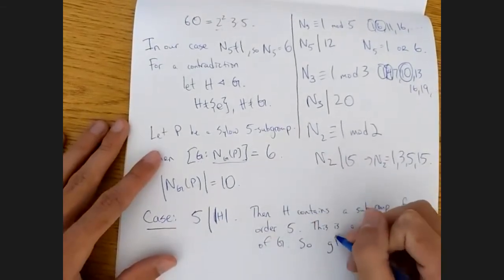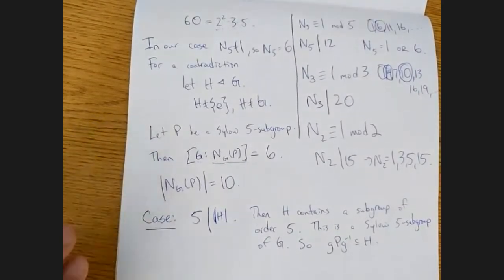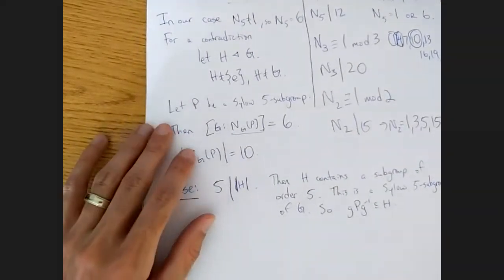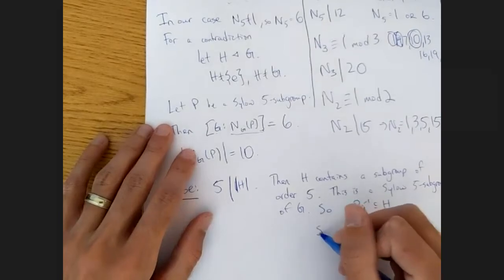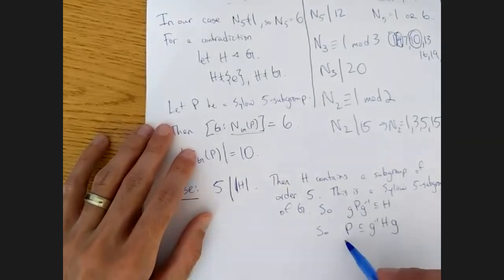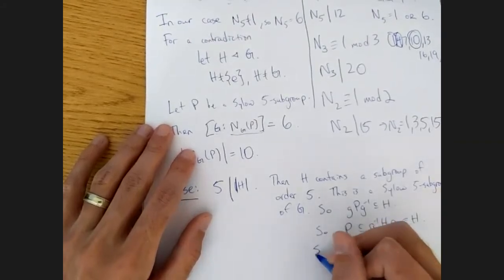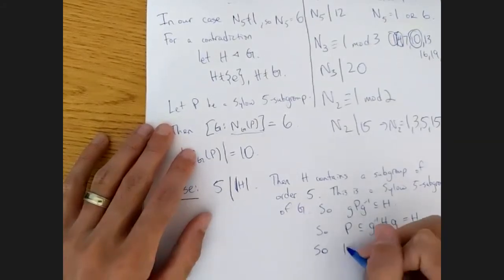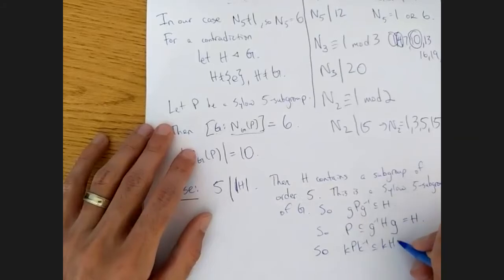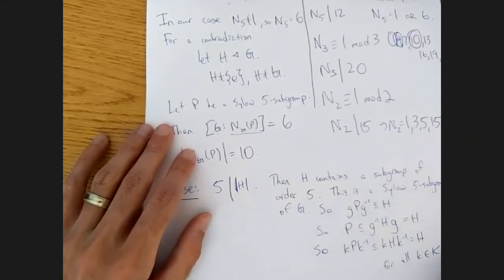So there's g P g inverse, a subset of H. So P is contained in g inverse H g. We multiply on the left by g inverse and on the right by g, and we get this. But H is a normal subgroup of G, so g inverse H g is just equal to H. So P is a subgroup of H, and in fact all the Sylow 5 subgroups are contained in H. So k P k inverse is contained in k H k inverse, which equals H for all k. All the Sylow 5 subgroups are conjugate to P, so H contains all the Sylow 5 subgroups.